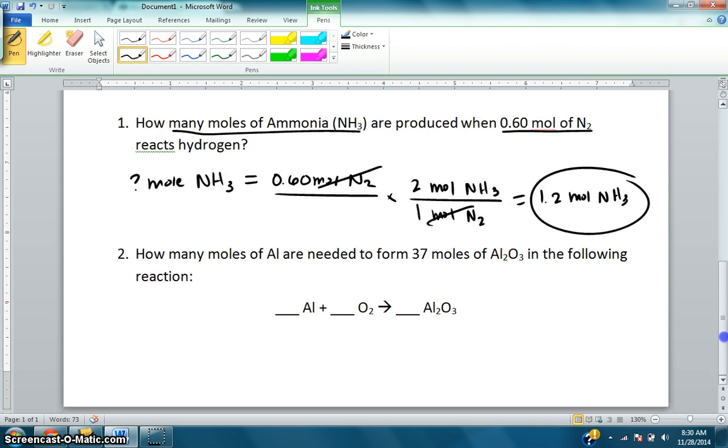On your Google form, I'd like you guys to go ahead and give me the answer to this problem here. Notice there are blanks in front of it, which means it's not balanced. So make sure you balance it first before you go ahead and try and answer the problem.